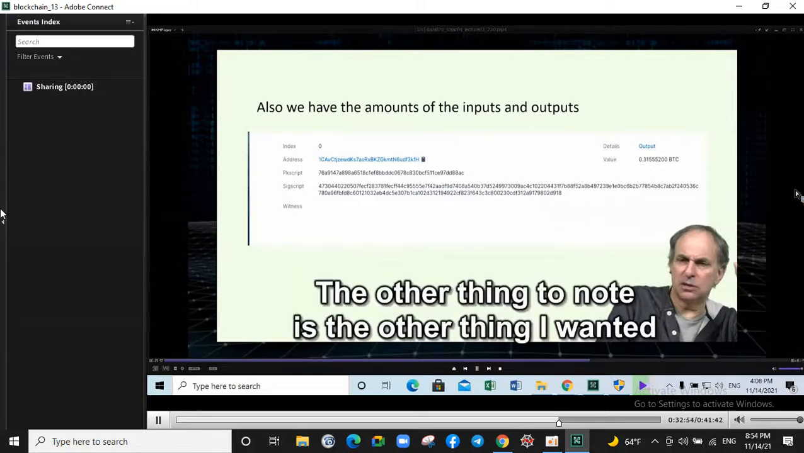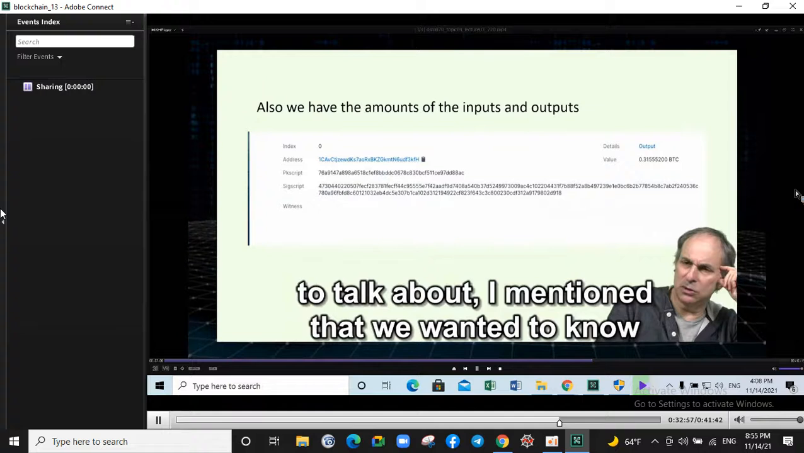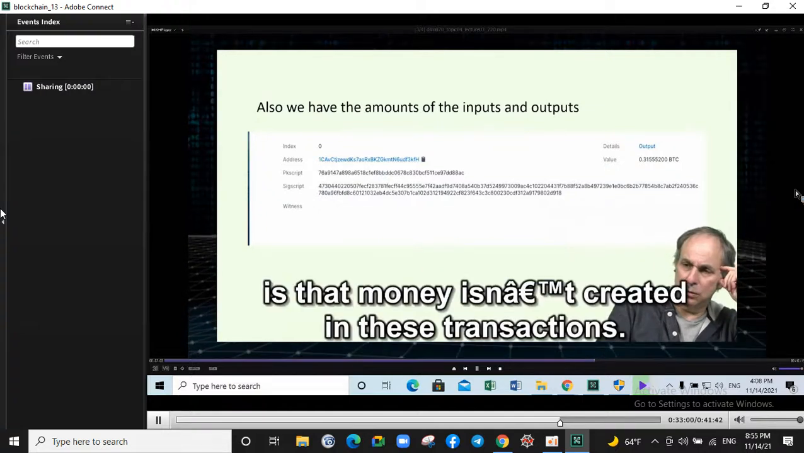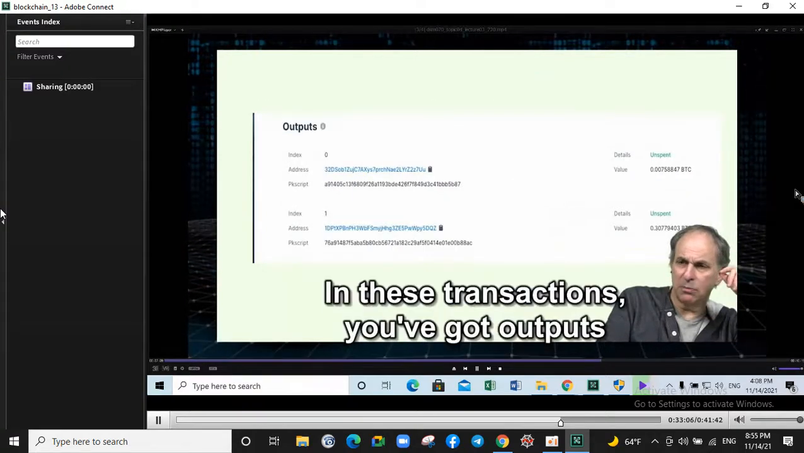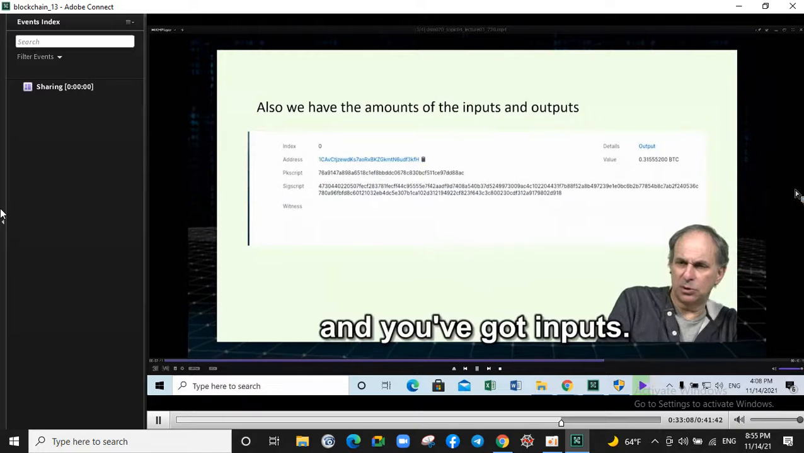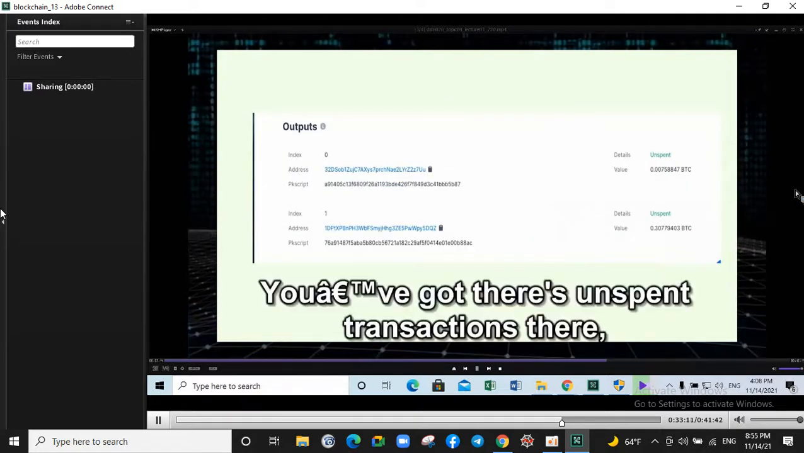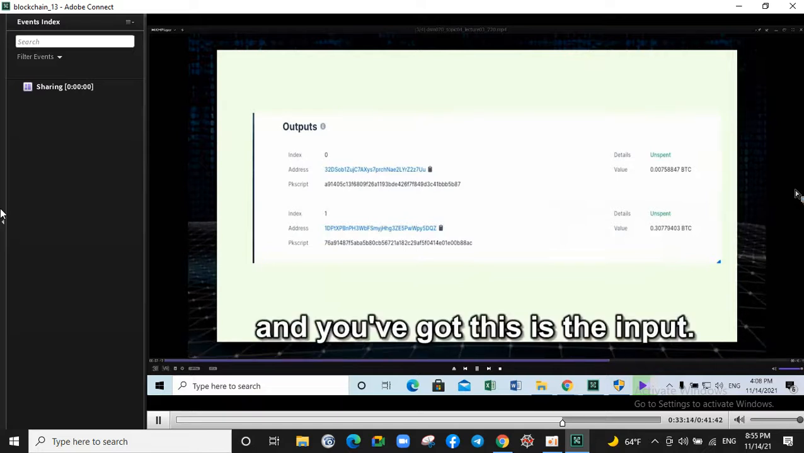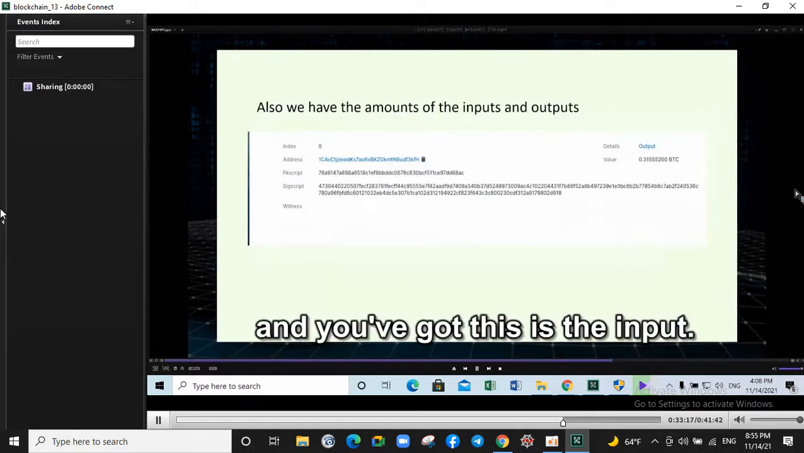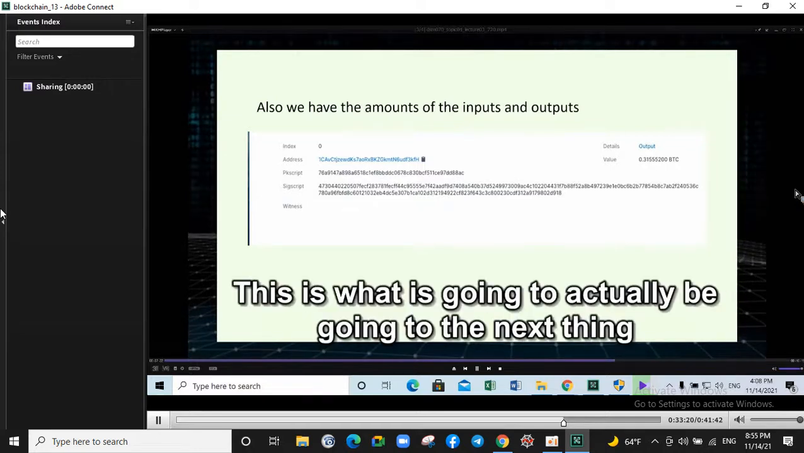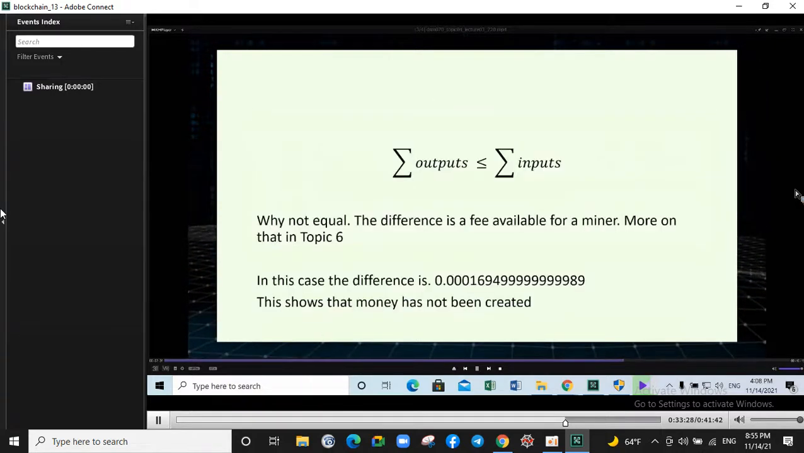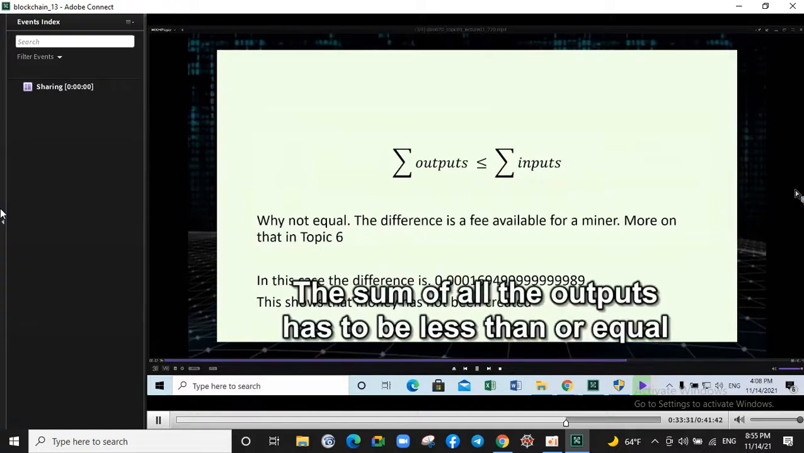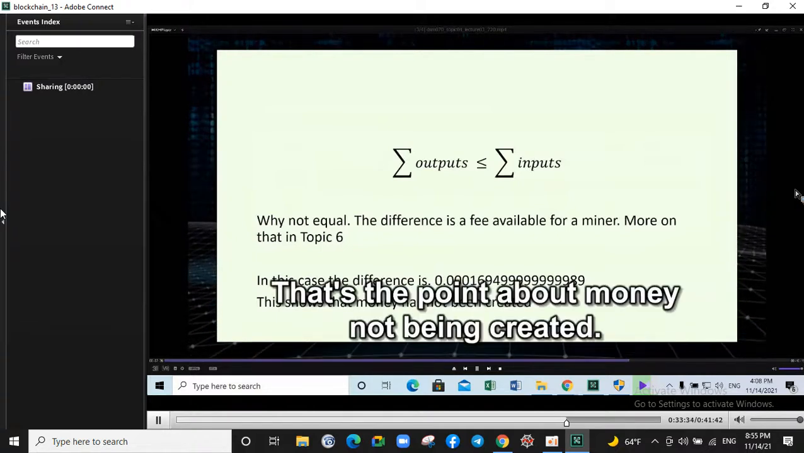And the other thing I wanted to talk about is that money isn't created in these transactions. In these transactions you've got outputs and you've got inputs. You've got those unspent transaction outputs, and this is the input, which goes into the next thing, and these are the outputs. So the sum of all the outputs has to be less than or equal to the sum of the inputs. That's the point about money not being created.